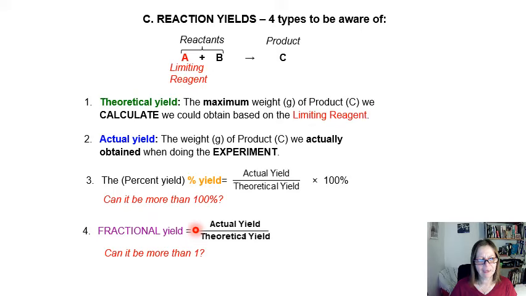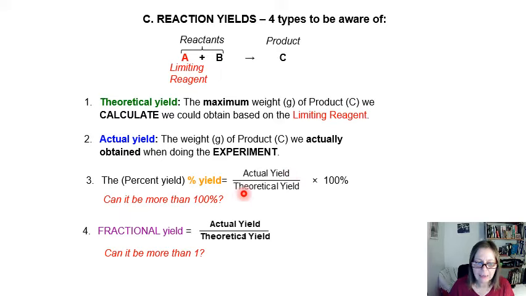Question for you if you were in class. Can the percent yield be greater than 100%? Can the fractional yield be greater than 1? Remember again, the theoretical yield is what we calculate we will obtain if our reaction is perfect. The actual yield is what we actually isolate from the reaction experimentally.